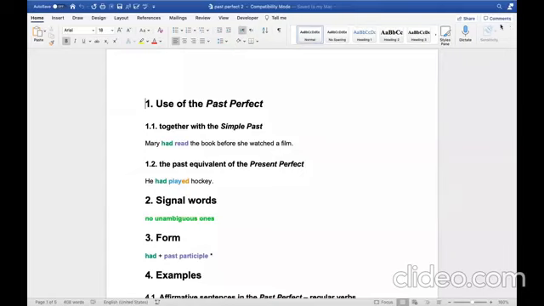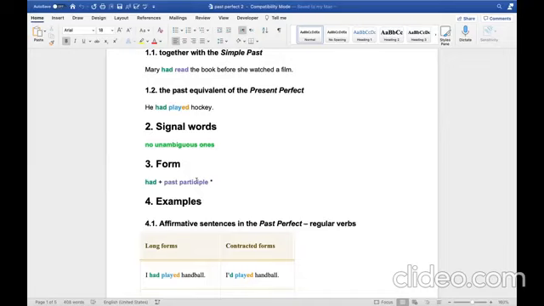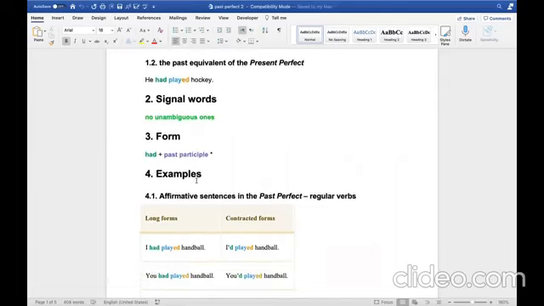The last tense today is the past perfect. We said that we use it with the simple past when there are two actions in the past, and the oldest one will be in the past perfect, and the newest will be in the past simple. Together with the simple past, like, for example, Mary had read the book before she watched a film. The past equivalent of the present perfect, he had played hockey. Signal words, there are no specific signal words for this tense. The form we have is had plus past participle.